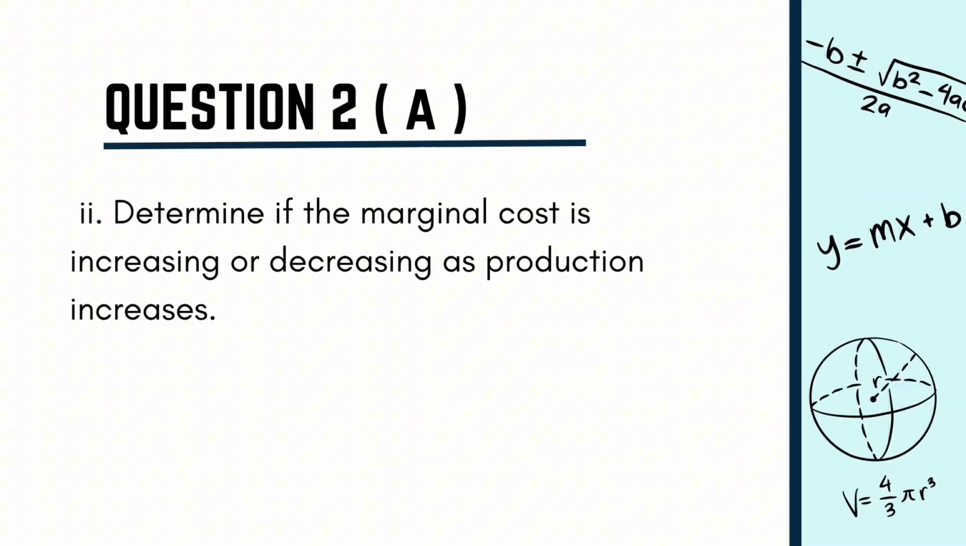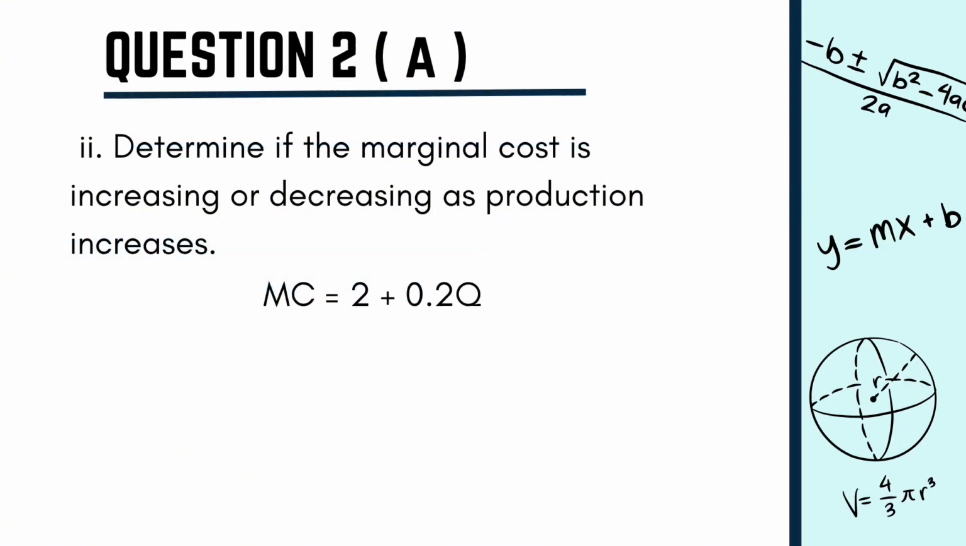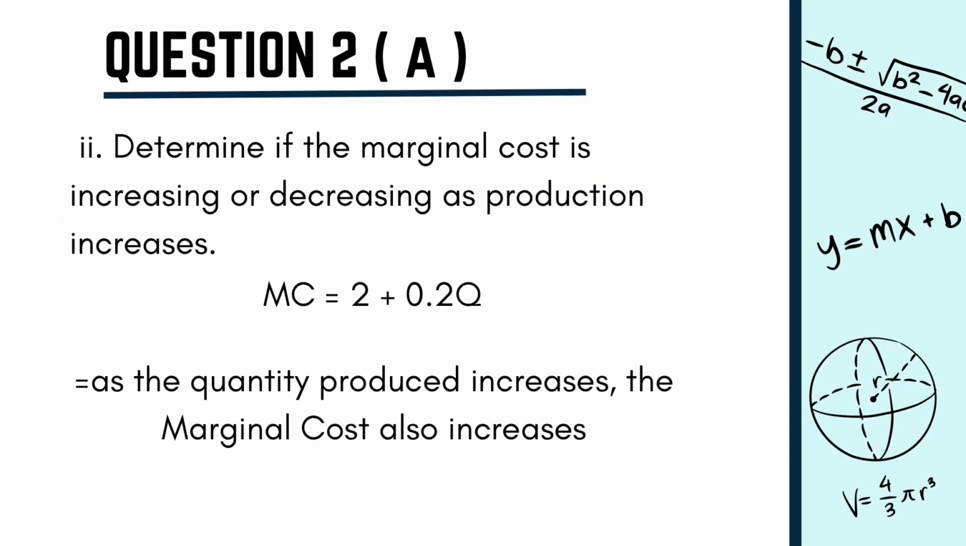0.2Q. Now that we have our marginal cost equation, the next step is to determine if this cost will increase or decrease as production levels rise. Looking back at our result, MC equals 2 plus 0.2Q, we focus specifically on the relationship between marginal cost and the quantity. You will notice that the coefficient of Q is positive 0.2. This means that as the quantity produced increases, the marginal cost also increases.